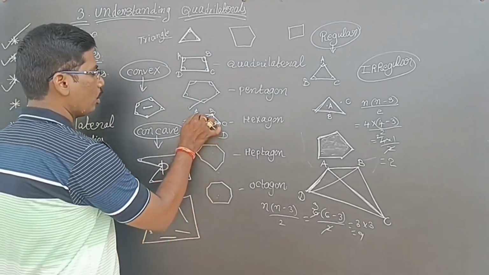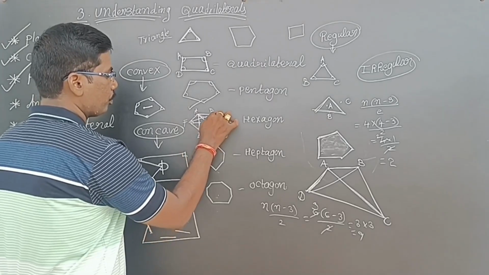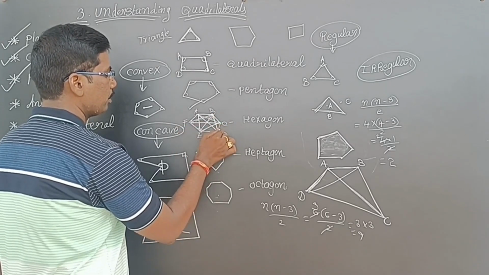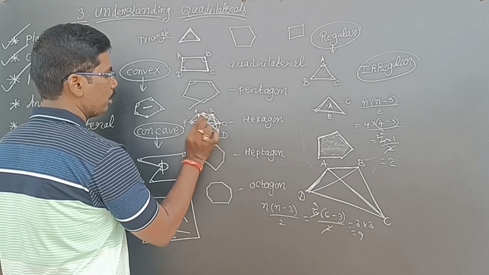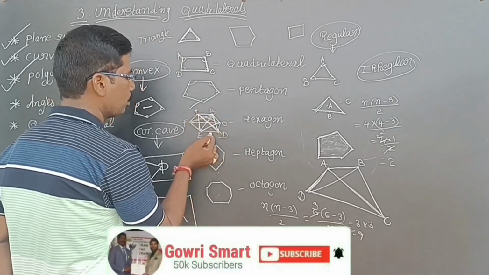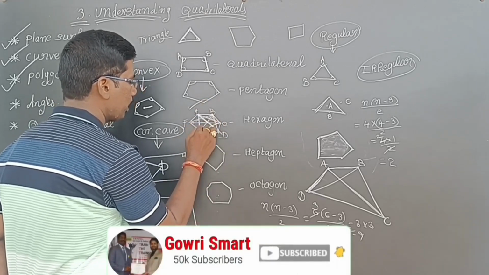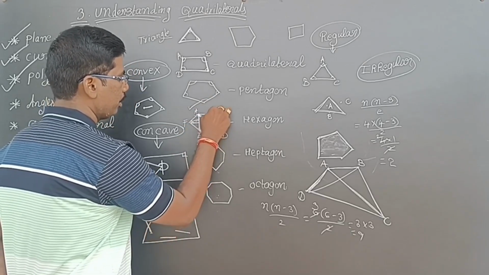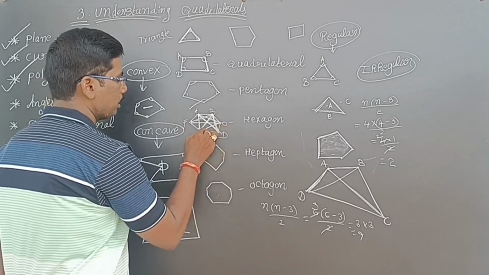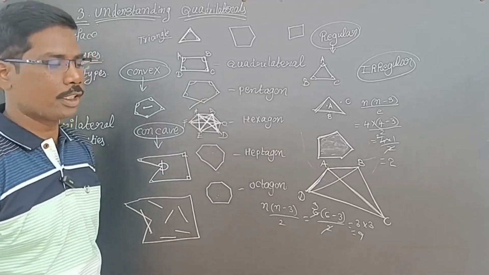See here. 1, 2, 3, 4, 5, 6, 7, 8 and 9. So total 9 diagonals will be there. See, 1, 2, 3. Next 4, 5, 6, 7, 8, 9. So total 9 diagonals are there.